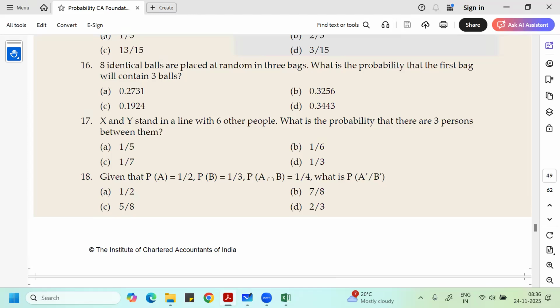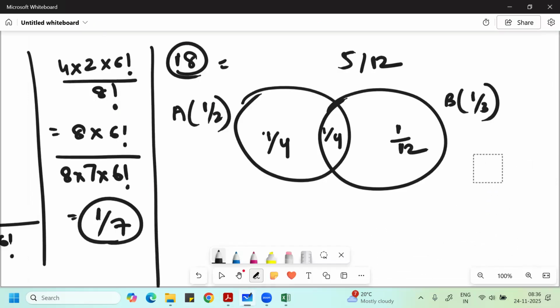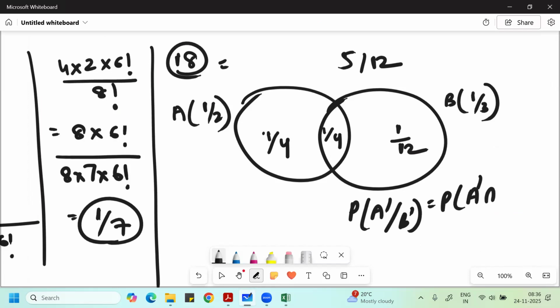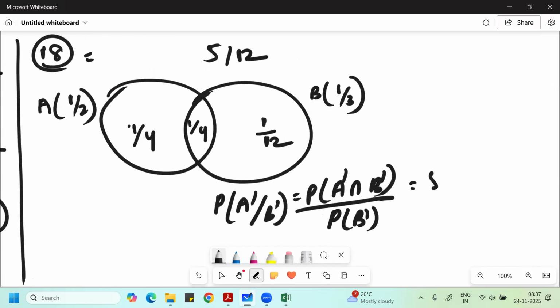So here what they're asking is the probability of A dash given that B dash. So it means probability of intersection of A dash and B dash divided by probability of B dash. So A dash intersection B dash is 5 by 12, and B dash means not B. B probability is 1 by 3, so not B means 2 by 3.